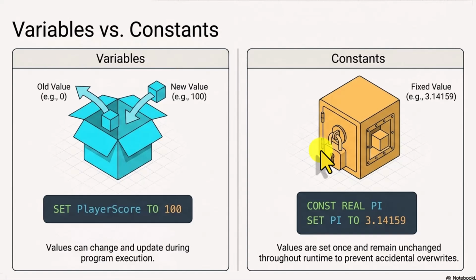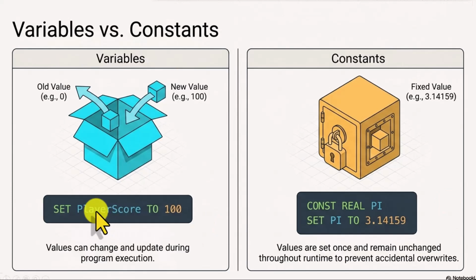But constants, simply, if you set a value once inside it, then after that you cannot change it. Many times we need to store data and we want to be sure that they should not change. For example, the value of pi, that is a constant value and it should never change, otherwise our calculations will have problems. So values can change and update during program execution in variables, but values are set once and remain unchanged throughout runtime to prevent accidental overrides.